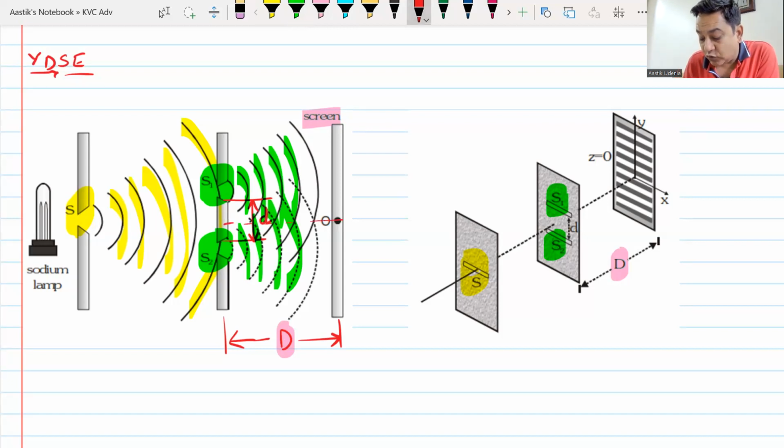This point O is the midpoint of the two sources. Do you see this? Yes, sir. I'll give you a minute to draw this diagram.